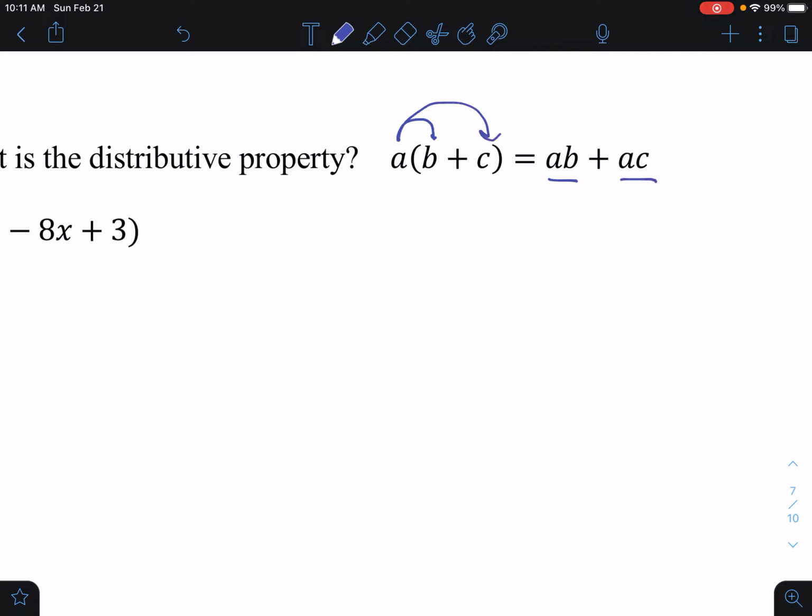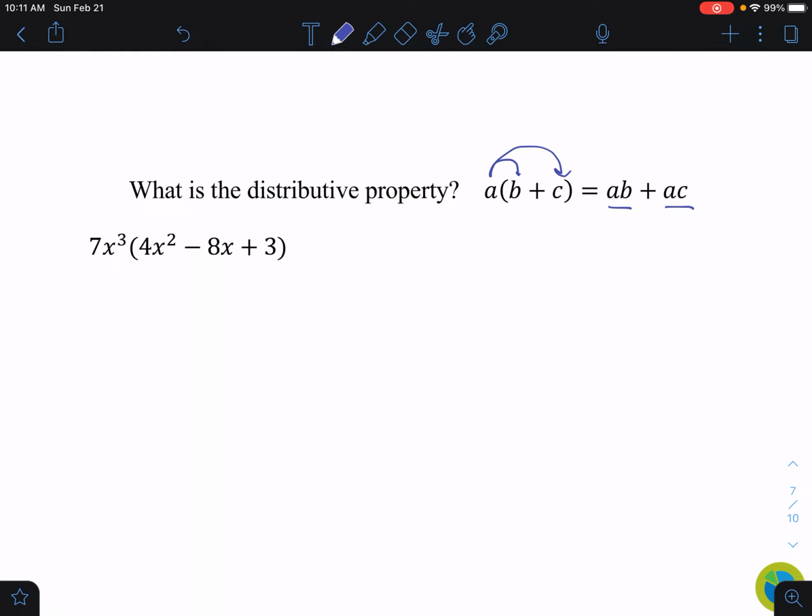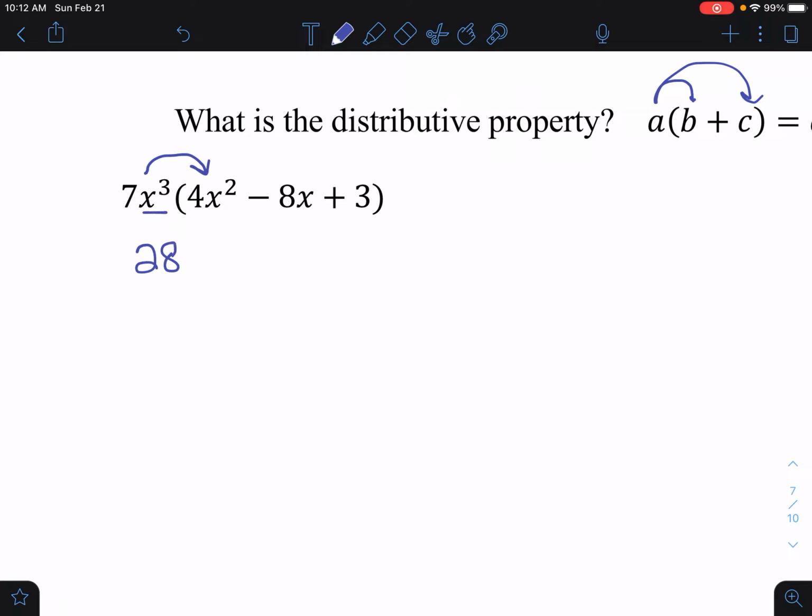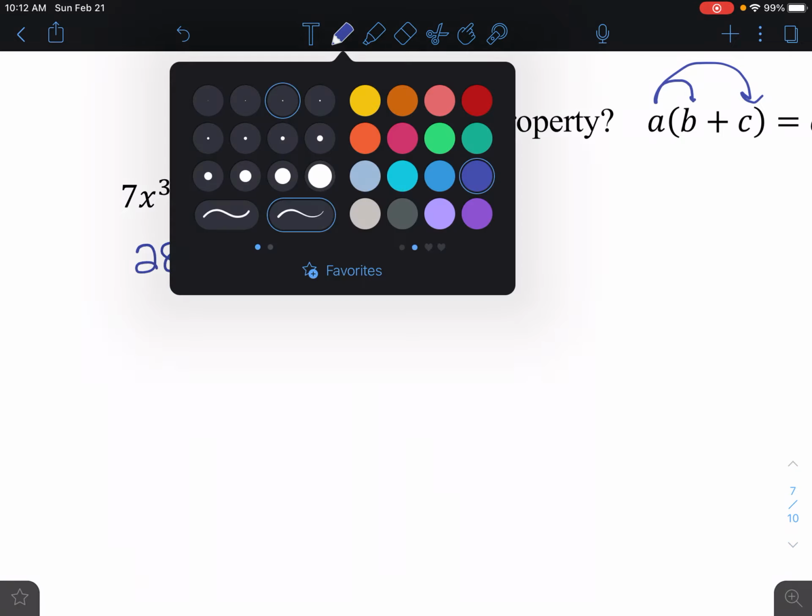Okay, so now we're taking a monomial times a polynomial now. Okay, so what we're going to do is we're going to start by multiplying these two. Okay, so I'm going to say 7 times 4 first. That's 28. And now I want to think about my x's. Okay, x to the 3rd and x squared is x to the 5th. Okay, so that's my first term. All right, now I'm going to take and distribute, and we'll use a different color so it's clear about what we're doing here.